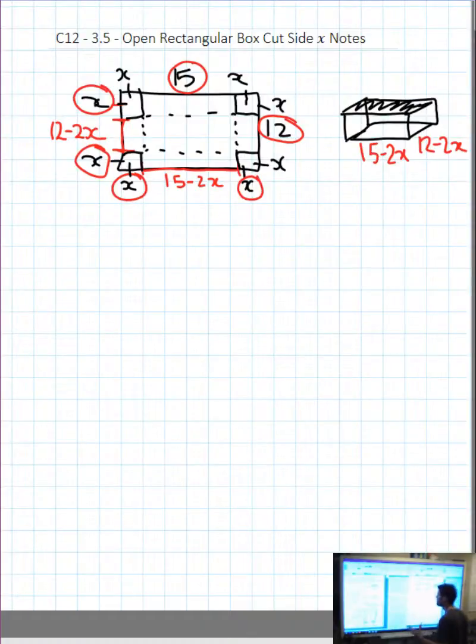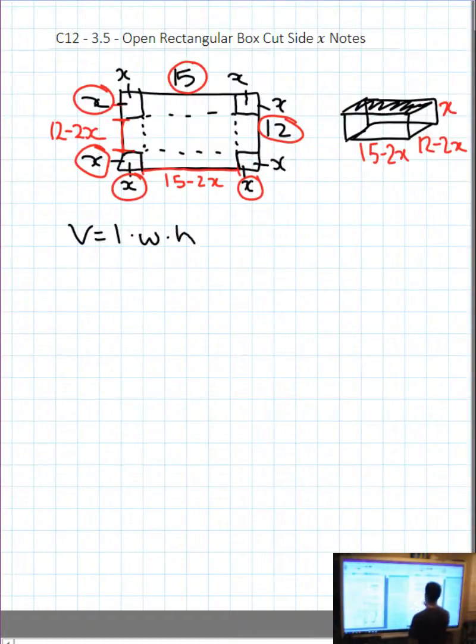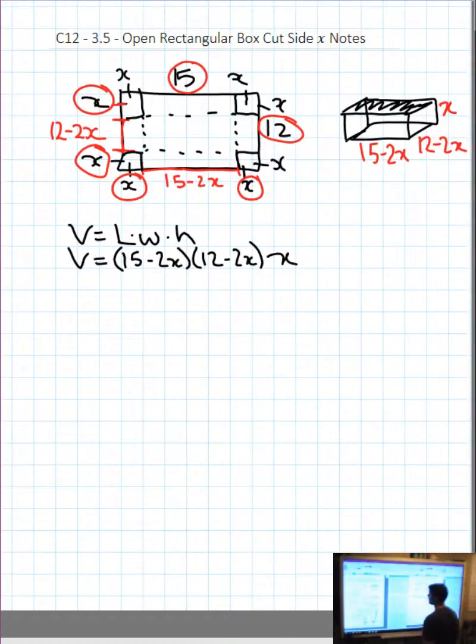And if you can imagine folding up all the corners, I suggest actually doing it and then asking yourself what the height is. But the height is x, because if we cut a corner of x and fold it up, that's what the height is. So we have a formula for volume. V equals length times width times height. So now, substituting into the formula, we get V equals, in this order, 15 minus 2x, 12 minus 2x, and then x, the height.